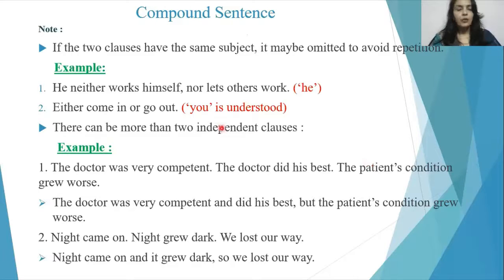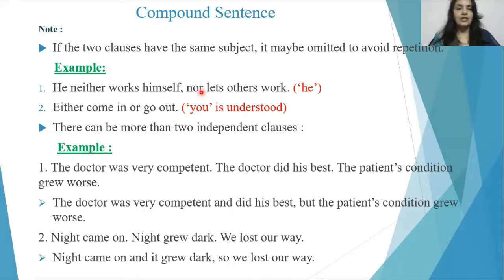Let's see a few more points. If the two clauses have the same subject, it may be omitted to avoid repetition. As I told you right now, and more examples we can see here. He neither works himself nor lets others work. We can use "he" in this second sentence also. Yes, but to avoid the repetition, we didn't use it here.